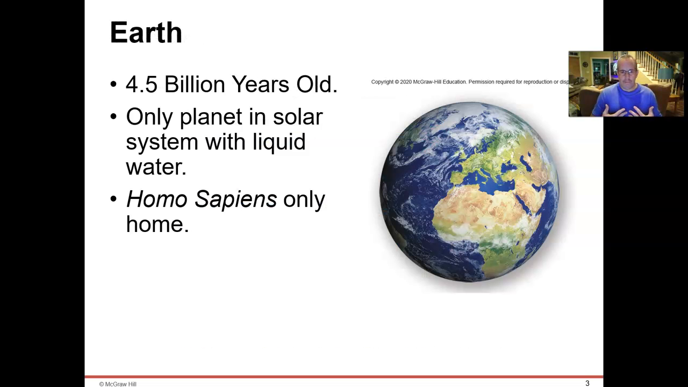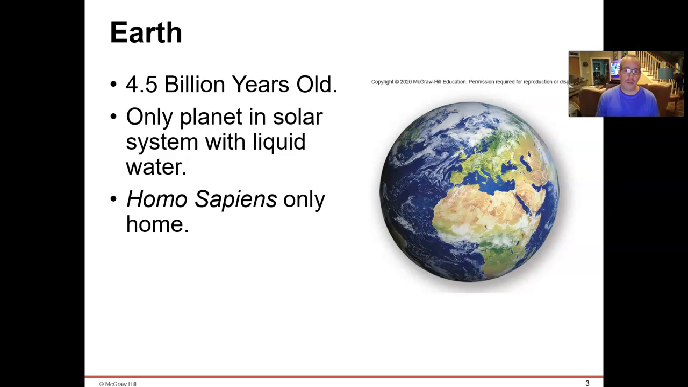So the Earth, we're going to get right into this, is approximately 4.5 billion years old. What makes us unique is we're the only planet in our solar system with liquid water. The reason is, first, we're one of the few that has water at all, and second, we're in a zone called the habitable zone around our star that allows that water to be in liquid form, not just in a gas form, which is water vapor, or frozen, which is ice.